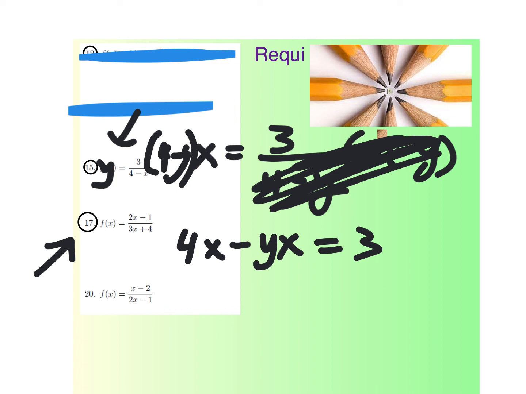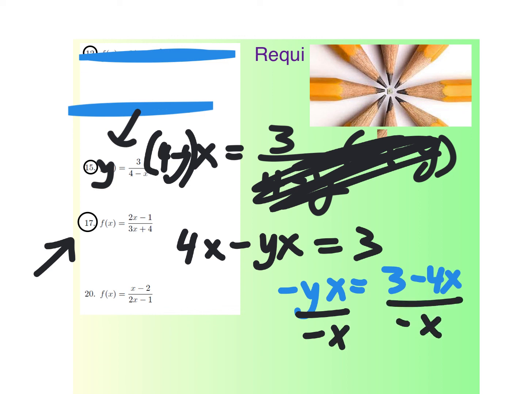So then I'm going to subtract 4x from both sides. Negative yx is equal to 3 minus 4x. And then I'm going to divide both sides, trying to solve for y here, by negative x. Divide it by negative x. And the negative cancels and the x cancels, and it's solved for y. That one wasn't even that weird.